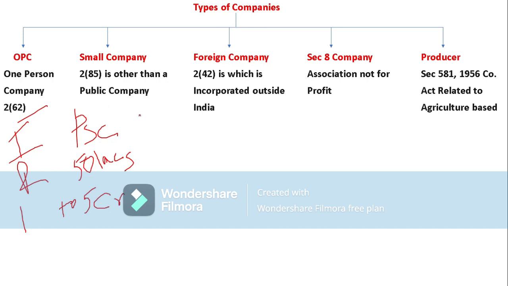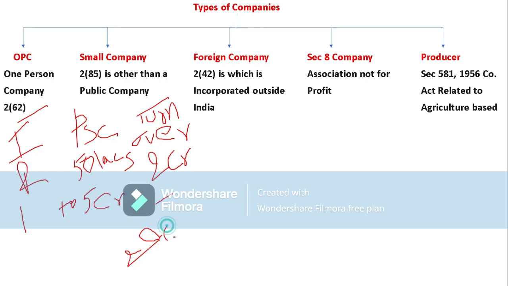In the same way, if we see the turnover of a company, turnover is nothing but the sales of a company. The turnover should be a minimum of 2 crores and it should not exceed 20 crores.